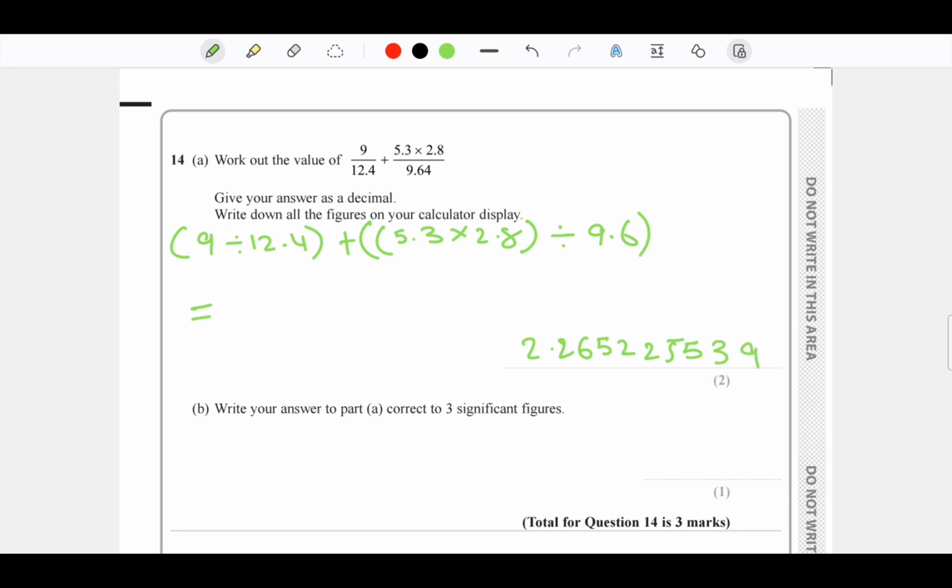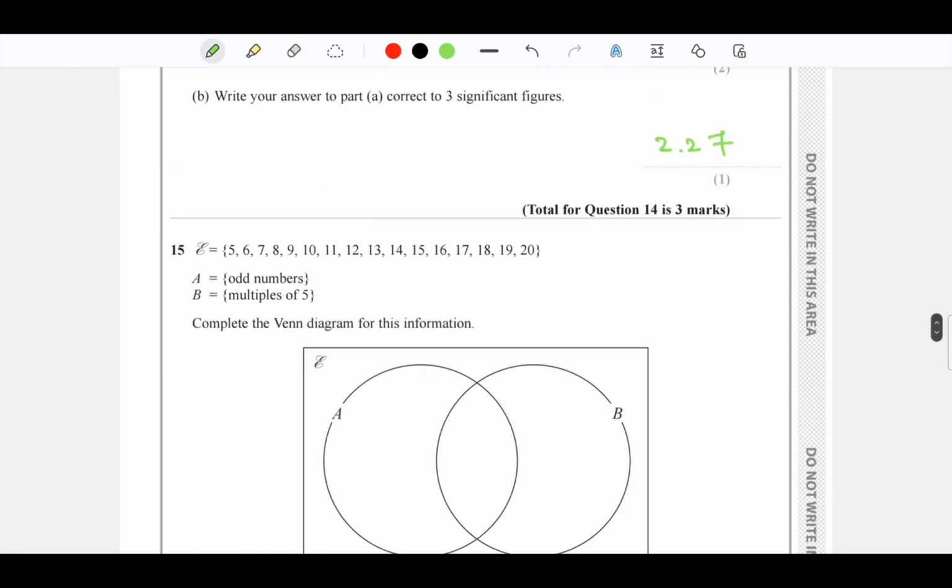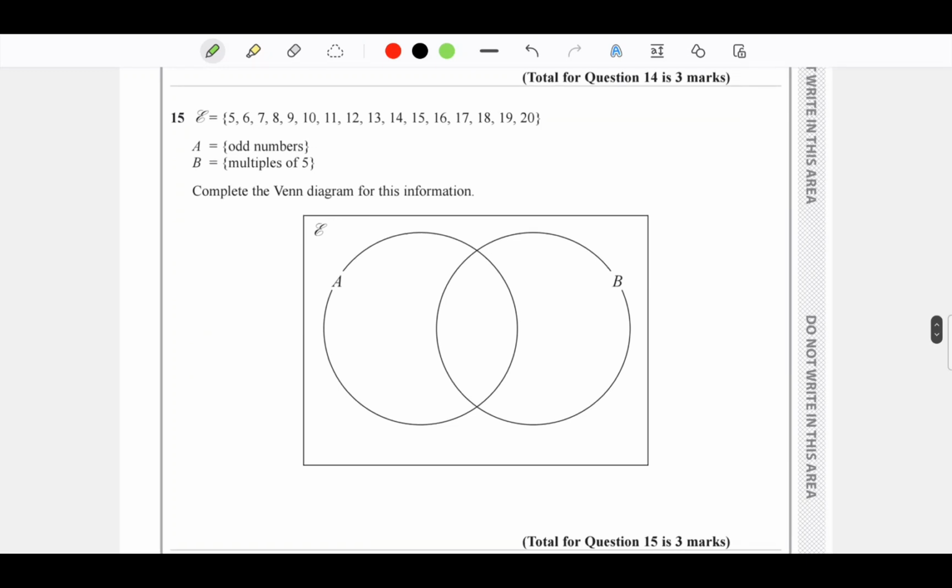2.265225539. Right, so part B, write your answer of part A correct to 3 significant figures. So 3 significant figures is going to be, since this is 5, we're going to round off 6 into 7. Therefore our answer is going to be 2.27. Let me just erase this and write it back nicely. Alright, so now we go on to question 15.